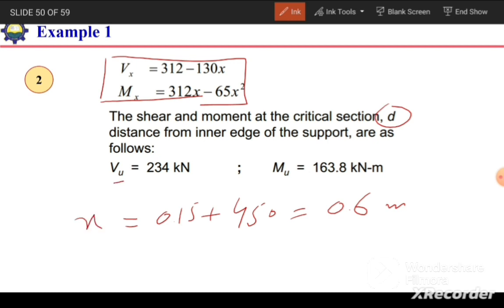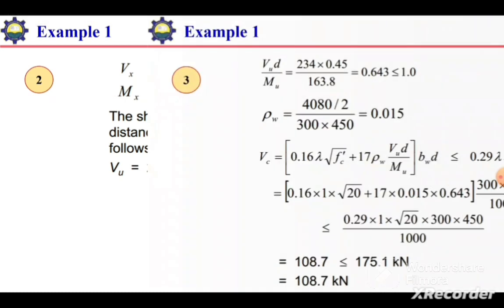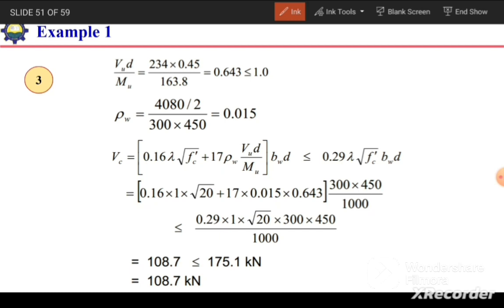To calculate the Vu, the maximum shear force, and bending moment at the critical section, by substituting this x of 0.6 in these two equations, we can get the maximum value of shear force and bending moment, which are 234 kilonewton and 163.8 kilonewton meter respectively. After calculating the shear force and bending moment at the critical section, the next step is to calculate the shear resistance of the concrete beam.